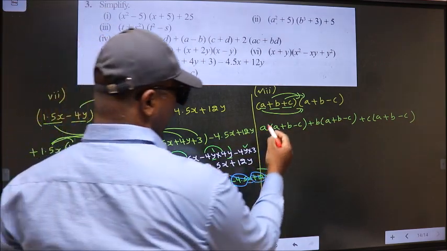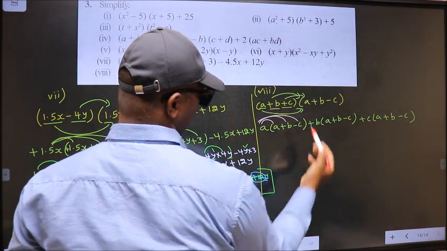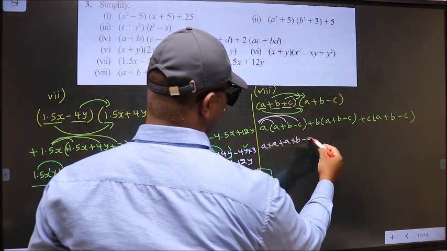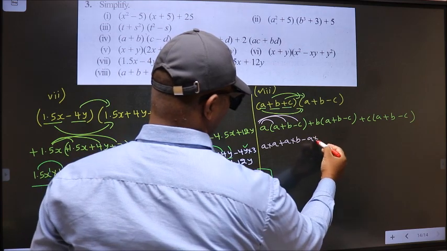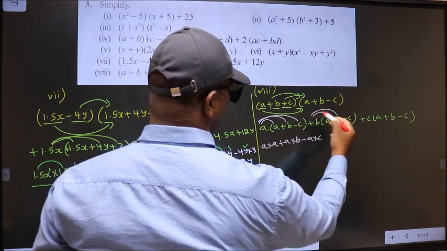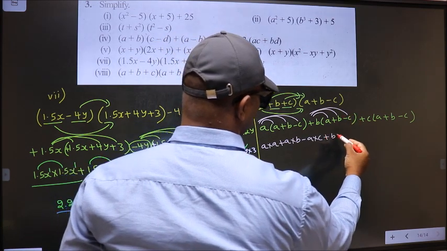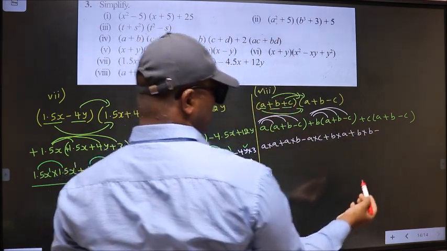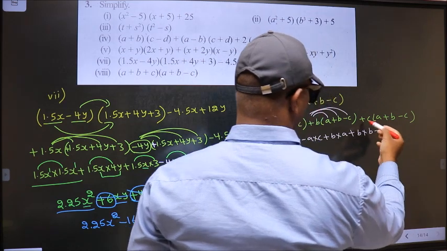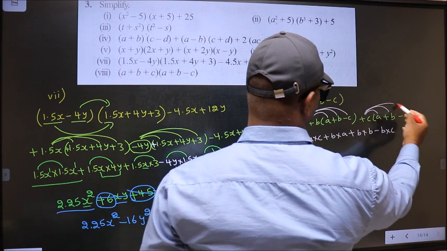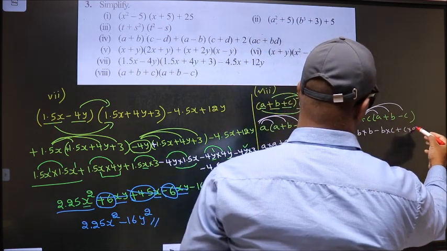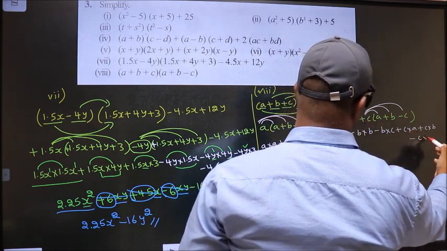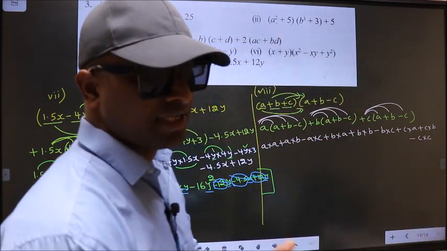Next. Now we open up the brackets with plus A. So we get A into A plus A into B minus A into C. In the same way here you open up the brackets with plus B. So we get plus B into A plus B into B plus into minus minus B into C. Now here you open up the brackets with plus C. So we get plus C into A plus C into B minus plus into minus minus C into C. Okay, next.